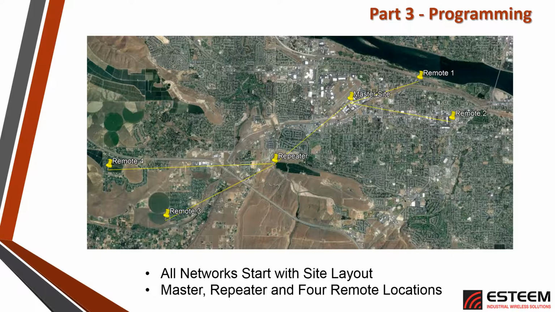For our example, we will actually be using a location that has a master location, a dedicated repeater, and 4 remote sites. Site number 3 and site number 4 will actually use the repeater site to get back to the master site. If it's unclear which of the radios that ESTeem offers would be best to use in this application, we'll be glad to help you determine that. For this application though, we're going to use our new Horizon 900 MHz radio.